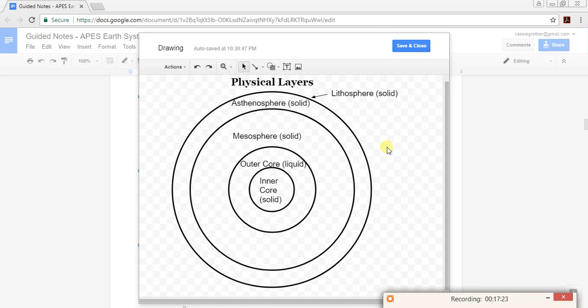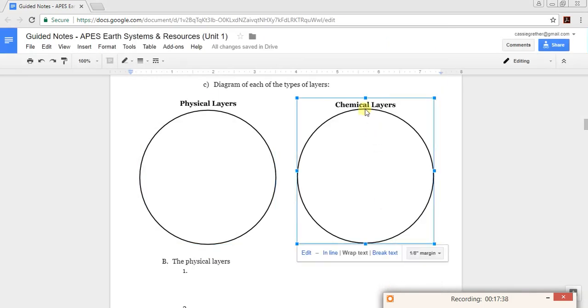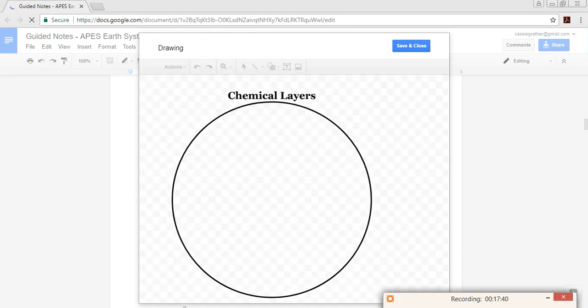Alright, so now we're going to move on to the chemical layers. We're going to go ahead and note those on your notes. Okay, so we've got the chemical layers up here. These are the ones you're more familiar with. Let's go ahead and label these.